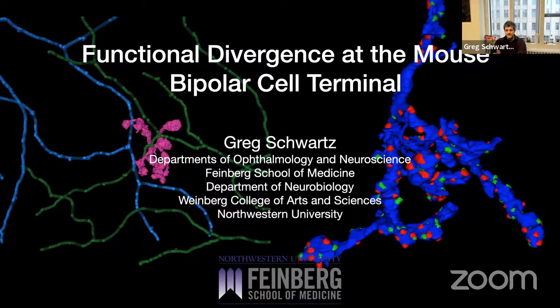Today, I made sure I talk about something different than I did last time. So today I'm going to tell you a story about functional divergence at the mouse bipolar cell terminal. This is something we've been working on for quite a number of years now, and it's a collaboration with Rachel Wong. Part of the reason we've been working on it for so many years is because we arrived at some very uncomfortable conclusions. So I'm going to hopefully share that discomfort with you as we get there together.